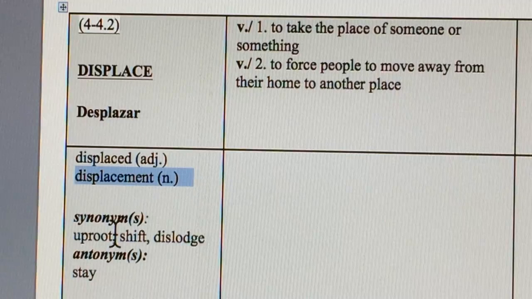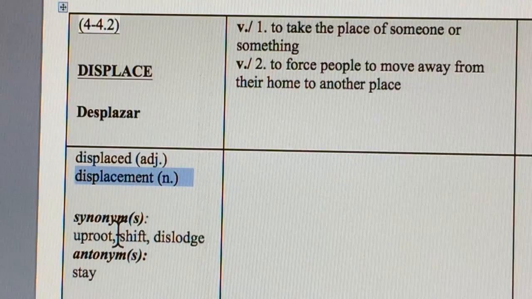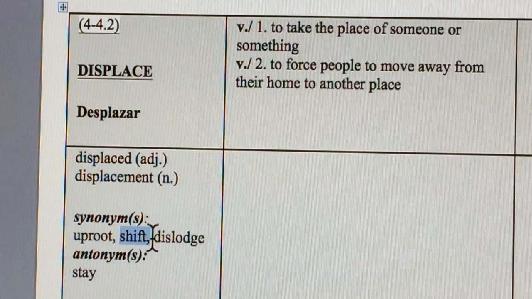Synonyms are uproot, and that's exactly like it sounds. I mean, you pick up a tree, you dig out a tree and move it. You're uprooting it, and probably the tree is not happy to move. And we have shift and dislodge. Our antonym is to stay.